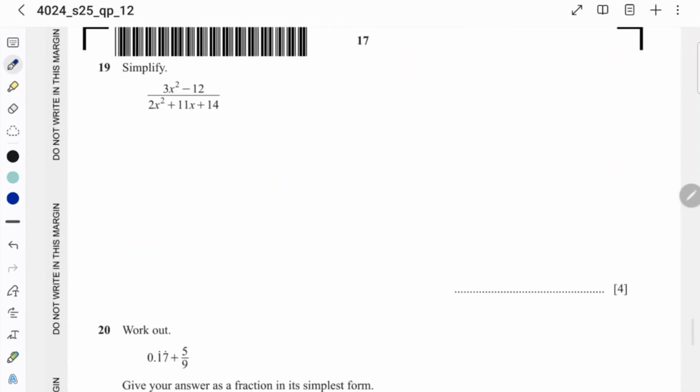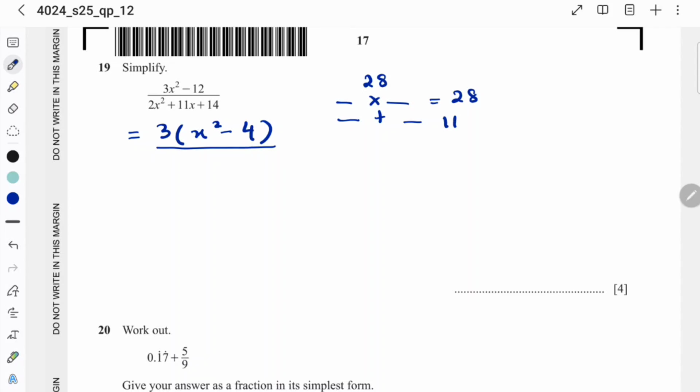Okay, now go to the 19th question. In the 19th question, we can factorize. This is 3 times x square minus 3 fours are 12. I just took out the common factor. Now I'm breaking the middle term in the denominator. 2 times 14 is 28, so I have to look for two numbers that multiply to 28 and add up to 11. Alright, so 4 and 7. 7 times 4 is 28, and 7 plus 4 is 11.